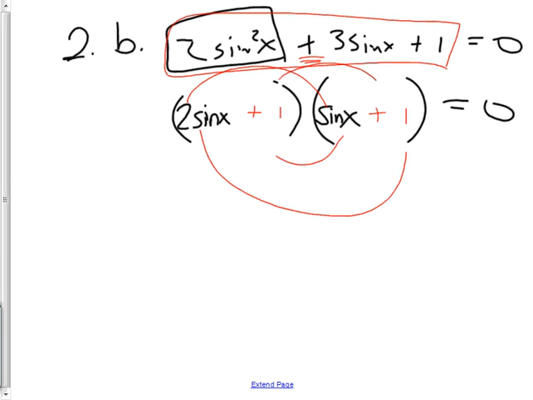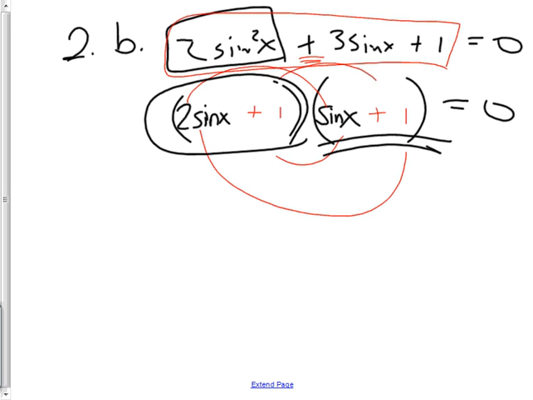Now, once you've got it set up as a multiply problem like this, then this part has to equal 0, and that part has to equal 0. And you get 2 answers on the one side, 2 answers on the other side.